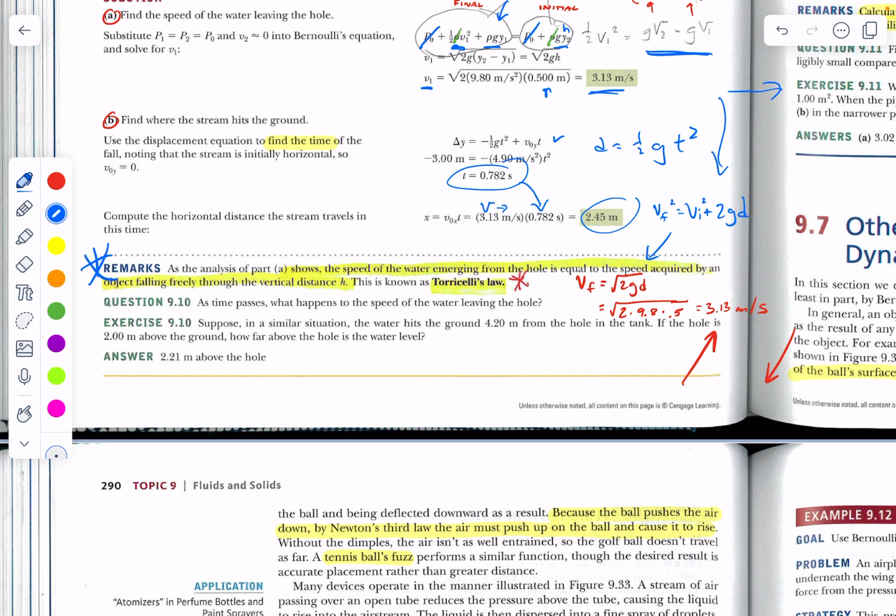And then we take the square root of both sides. Initial velocity is 0. We get this equation down here. And we solve for the velocity, and we get the same answer, 3.13 meters per second. So the speed of water emerging from the hole is equal to the speed acquired by an object falling through the vertical distance.